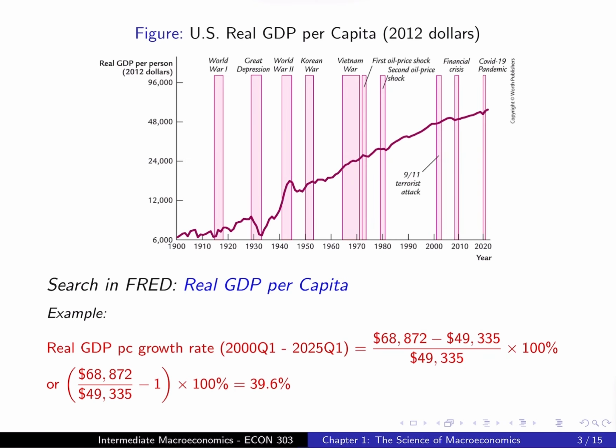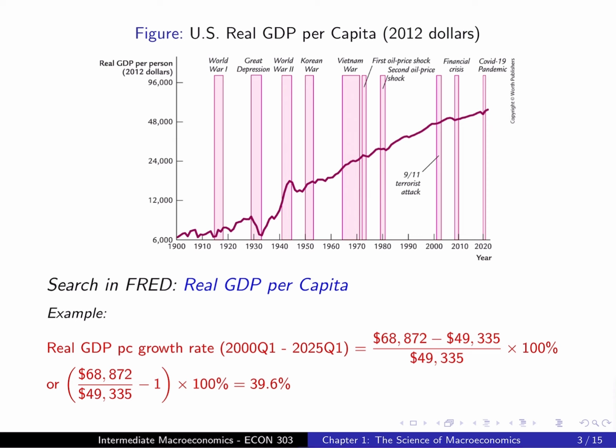Macroeconomists often track real GDP per capita to measure changes in average economic output per person over time, adjusting for inflation. This figure shows the trend of U.S. real GDP per capita over the past few decades. You can find this data on FRED by searching real GDP per capita. For example, calculating growth rate from 2000 first quarter to 2025 first quarter.